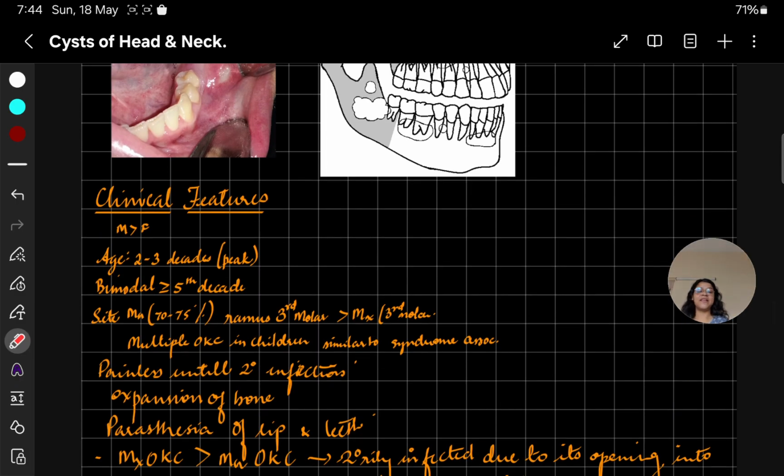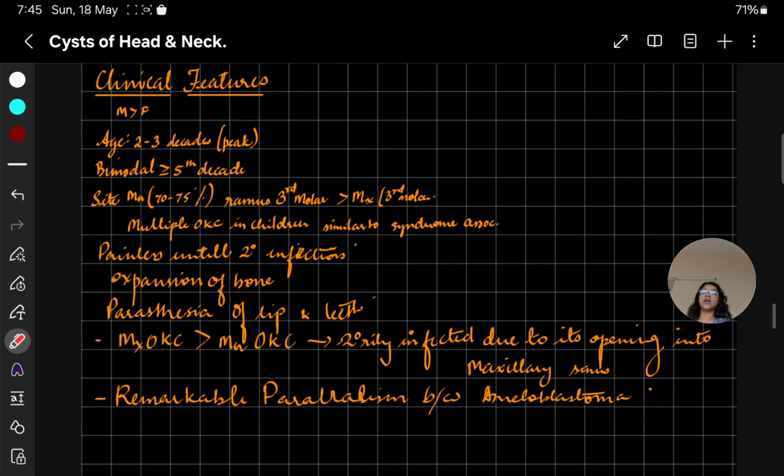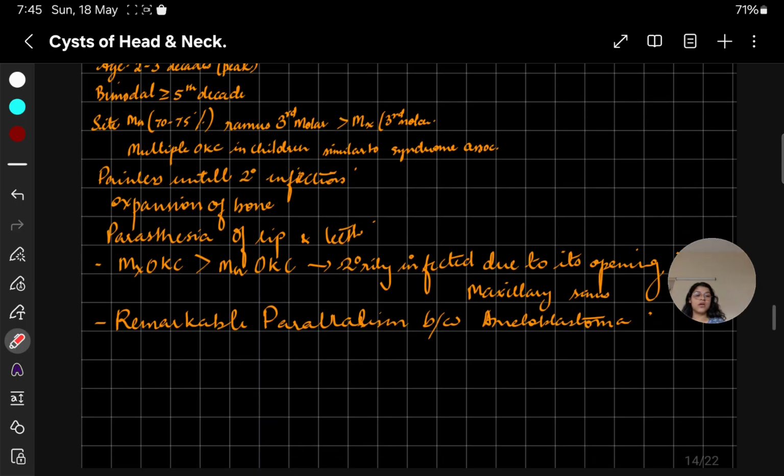Painless. So it is painless until secondarily infected, and there is expansion of bone. Paresthesia of the lip and the teeth. So there is a tingling sensation in the lip and the teeth. So here you have maxillary OKC, and the mandible is more susceptible to secondary infection because of the opening of the maxillary sinus.